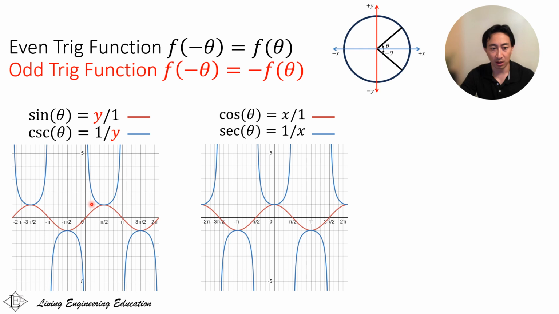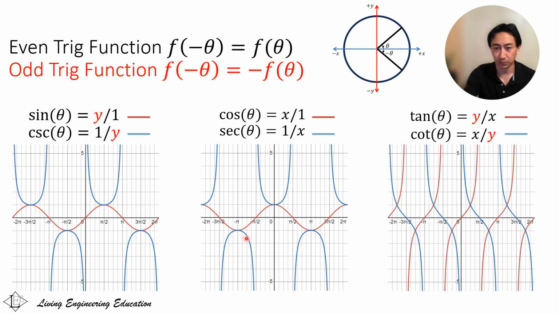So you can look at this graph here. If you fold along the y-axis, you do not fall on top. You would fall on top of the negative form, right? So, for example, on the sine curve, if you fold it across, you'll be positive when it's showing up as negative over here. You can see it for the cosecant as well. And so I would consider this an odd trig function.